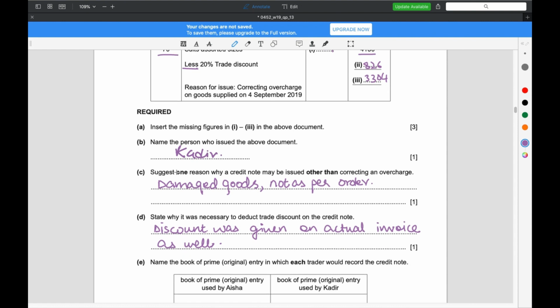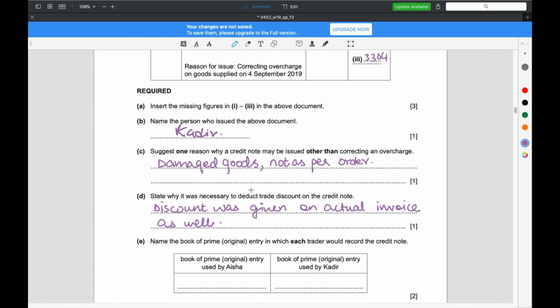Okay, and in part C, he says suggest one reason why the credit note may be issued other than correcting an overcharge. Okay, a credit note is a return, right? So you can return goods if they came damaged or if they were not per your order. Maybe you ordered something and he gave you something else, so you may want to return it, etc.